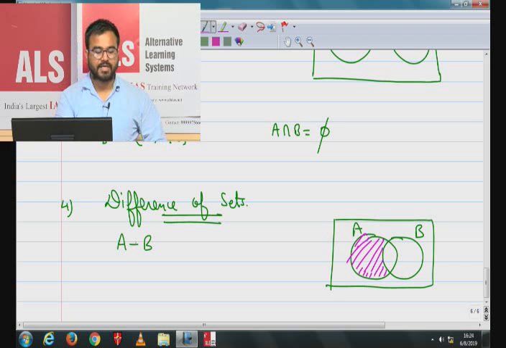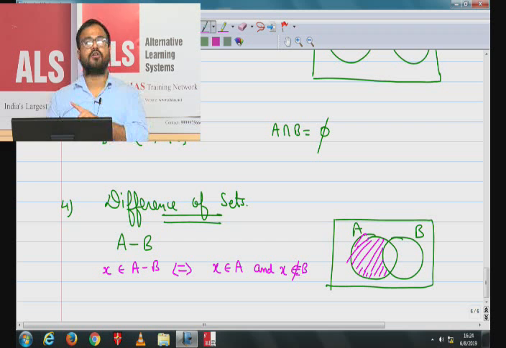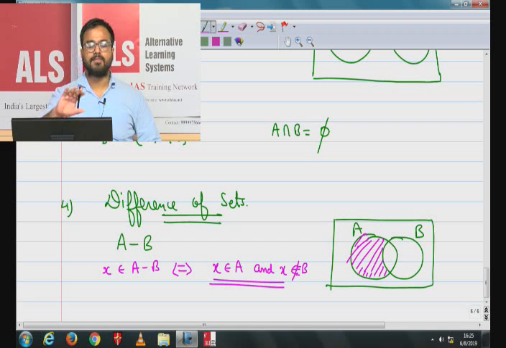So in general we can say, if X belongs to A minus B, this pink region, it implies that X belongs to A and X does not belong to B. X should be a part of A, but X should not be a part of B. That is the meaning of X belongs to A minus B. So we have to subtract all the elements from A which are the part of B.